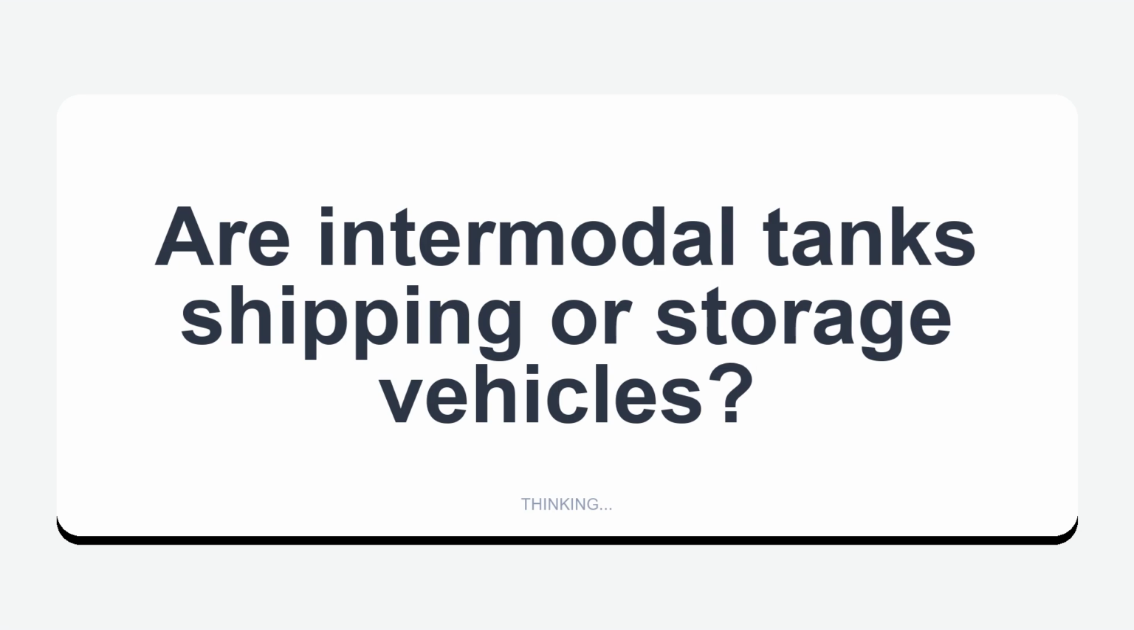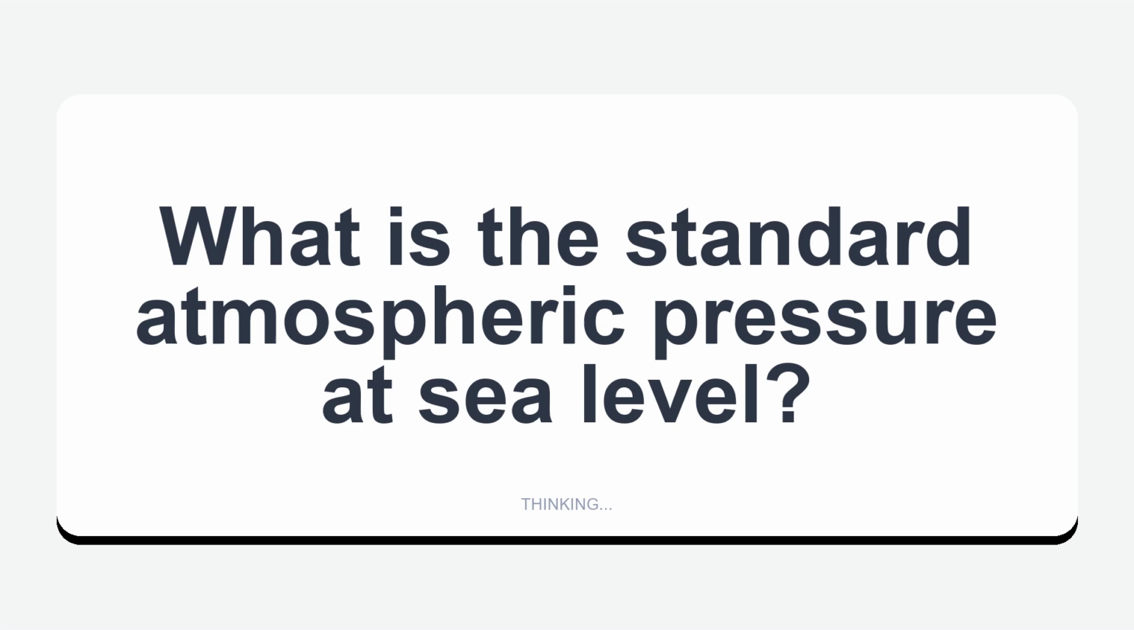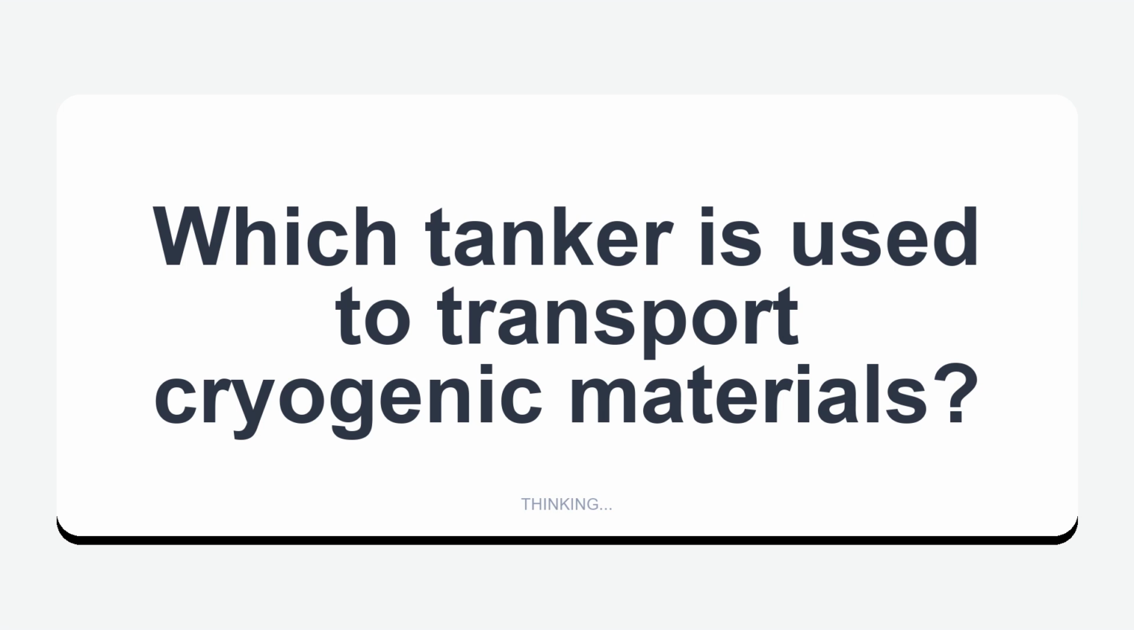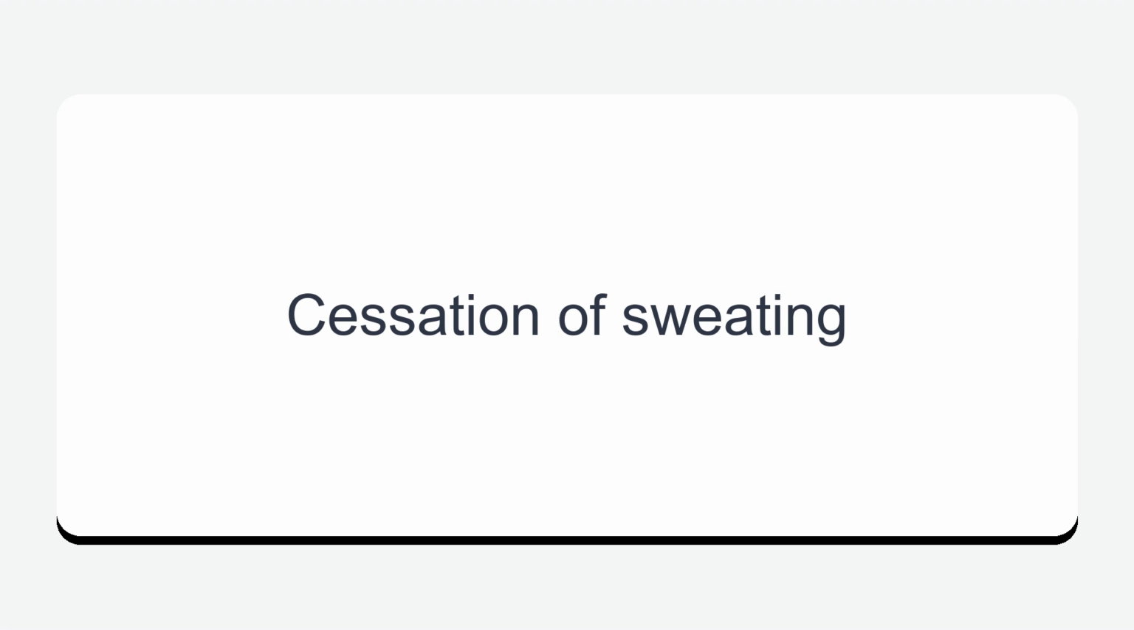Are intermodal tanks shipping or storage vehicles? They can be either shipping or storage vehicles. What is the standard atmospheric pressure at sea level? 14.7 psi. Which tanker is used to transport cryogenic materials? MC-338. What is a typical symptom of heat stroke? Cessation of sweating.